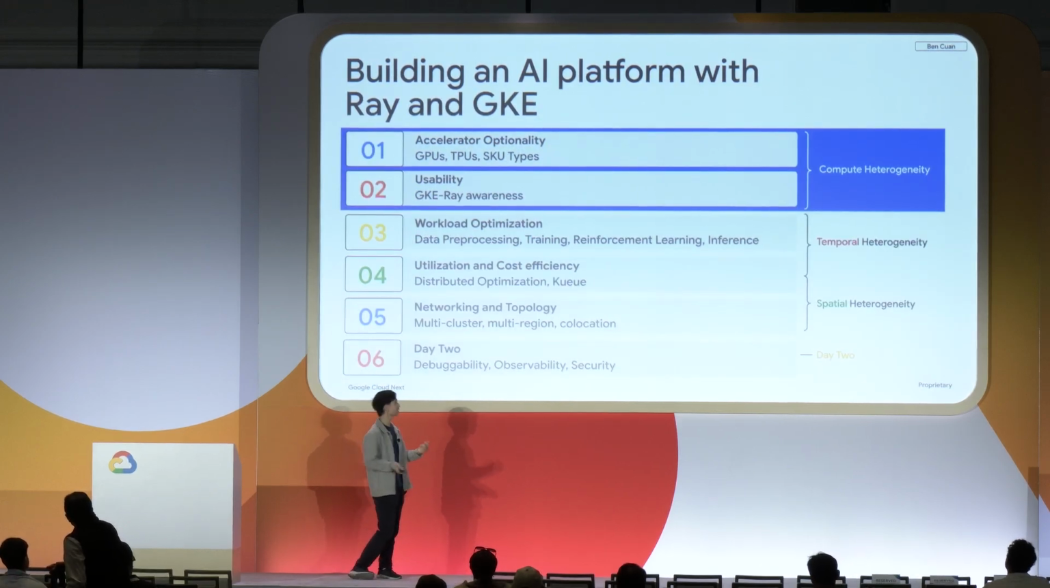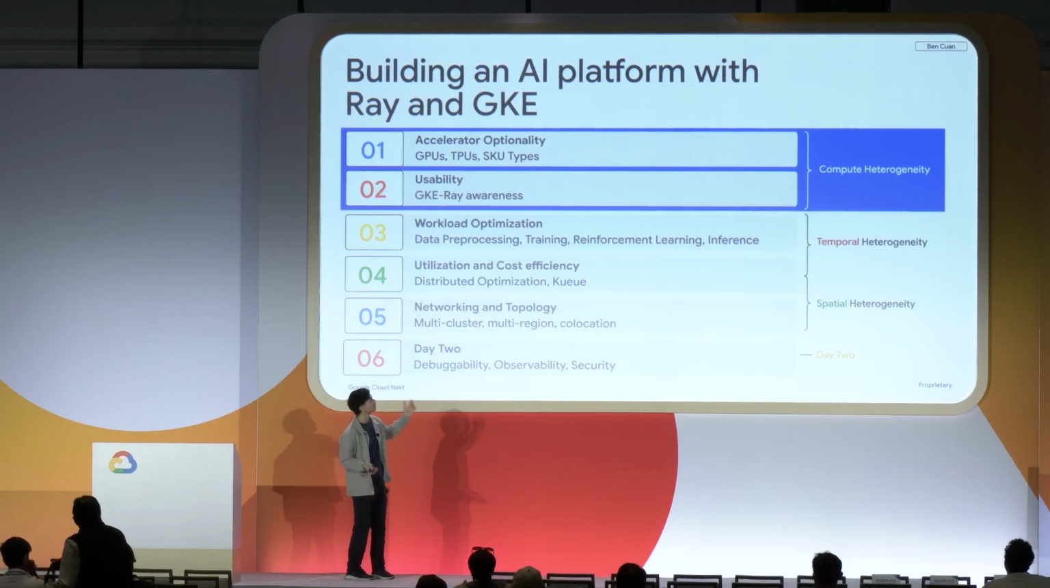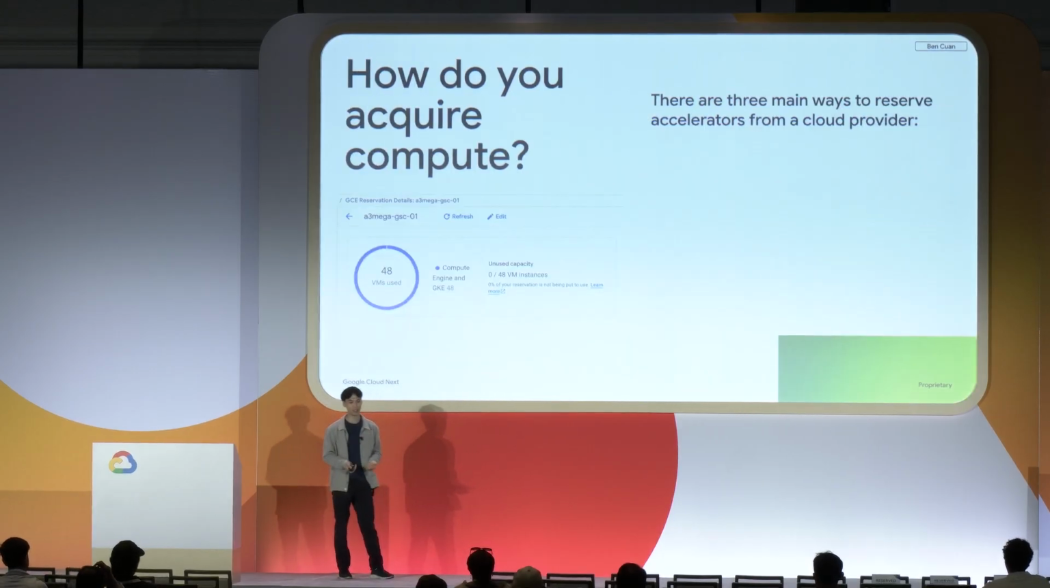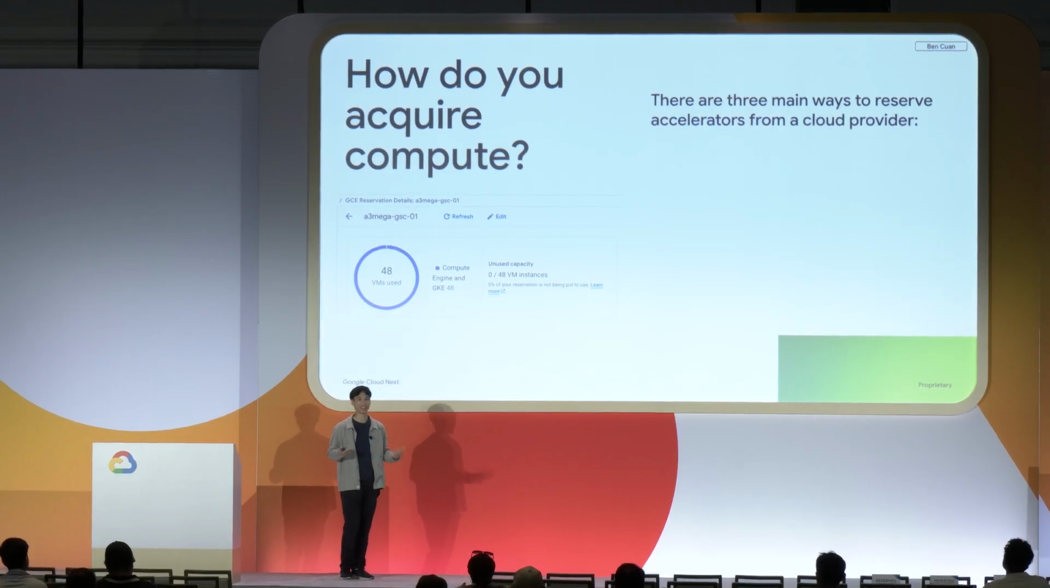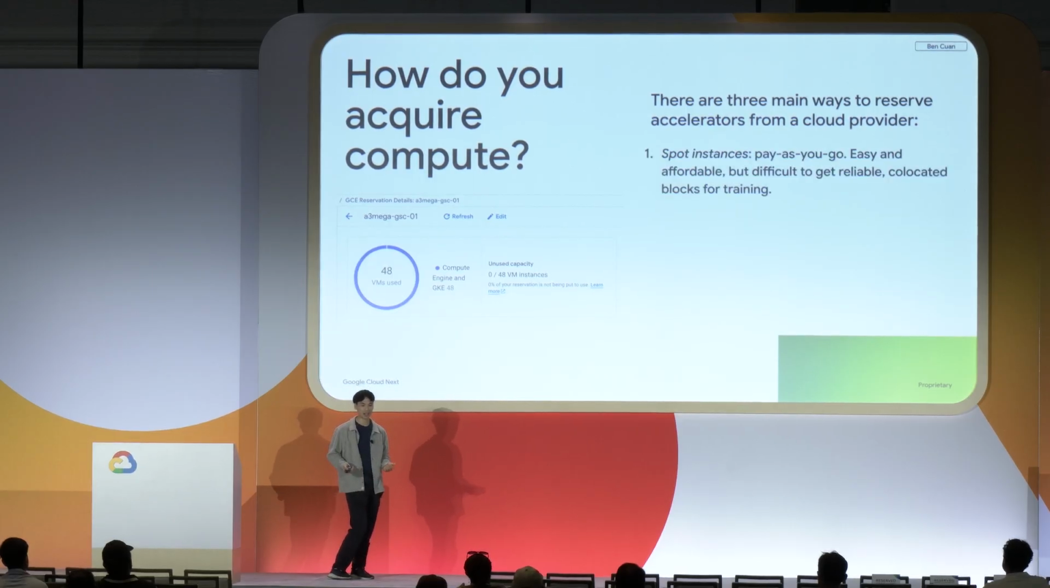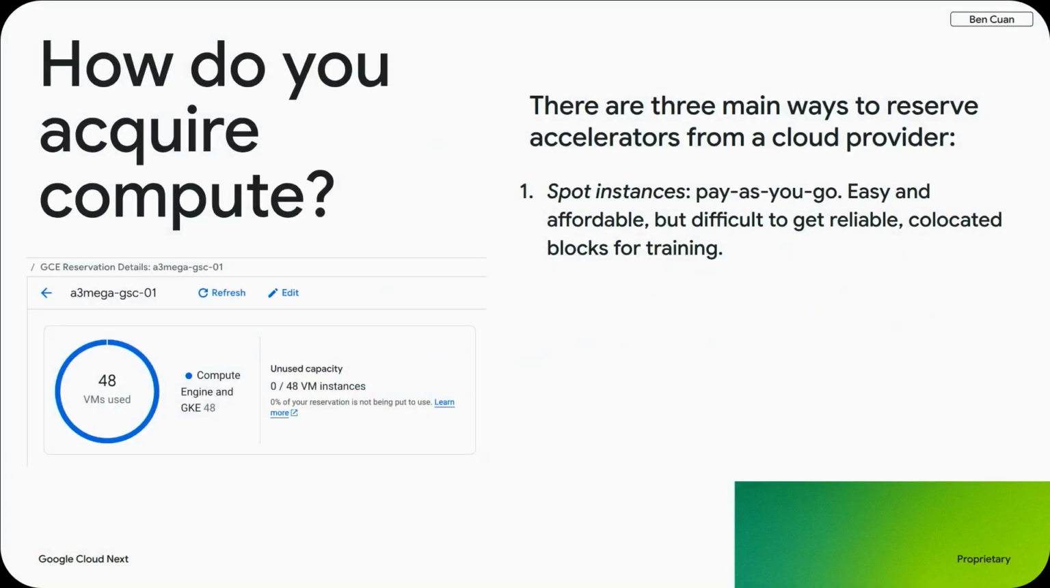I'll start with the first portion of the stack, which deals with compute heterogeneity, and specifically with maybe the first problem that you run into when you're trying to train a model, which is how do you actually get the compute that you need in order to run your workload? And right now, there are three pretty popular ways. The first one being to get spot instances. And so these are the easiest and most affordable way to get compute.